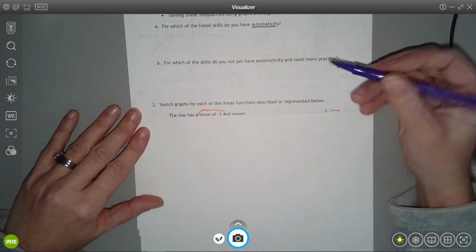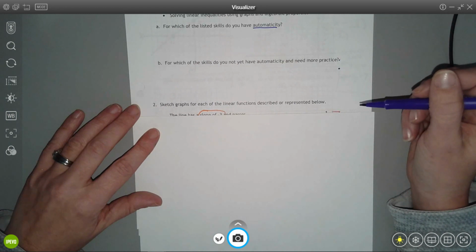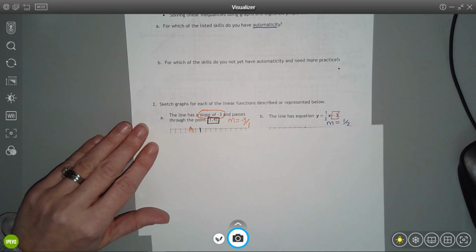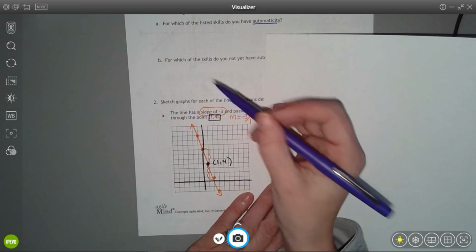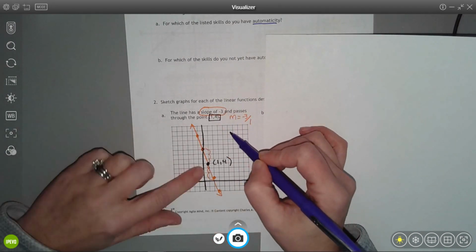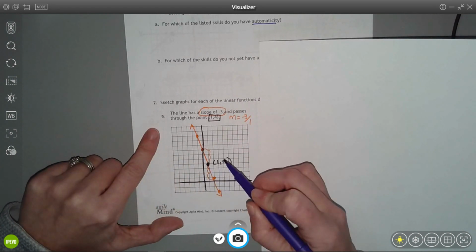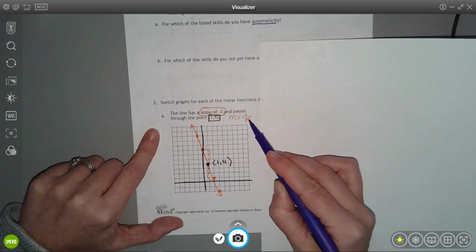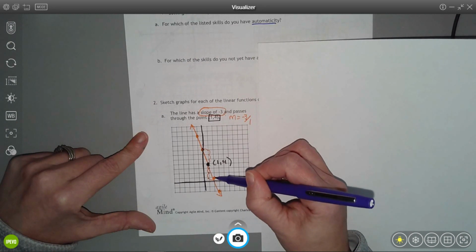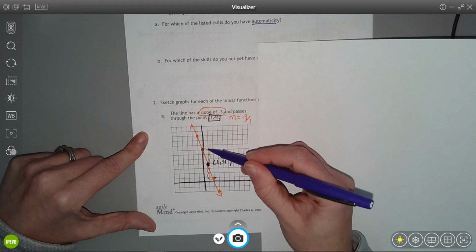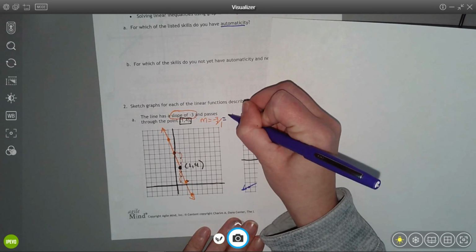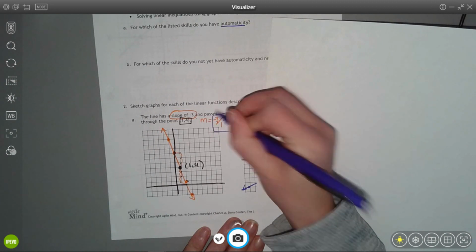Okay, so number 2 here, we want to sketch the graphs for each of the linear functions as represented below. Let's just look at this first one. They want us to sketch a line that has a slope of -3 and passes through the point (1, 4). So what I did is I went over 1, up 4, put a point. Then it says my slope is -3, so that means -3 over 1. From there, I went down 1, 2, 3 over +1. I could also go up 1, 2, 3, and then -1. So again, guys, that could be written as -3 over +1 or +3 over -1. These are the same things.